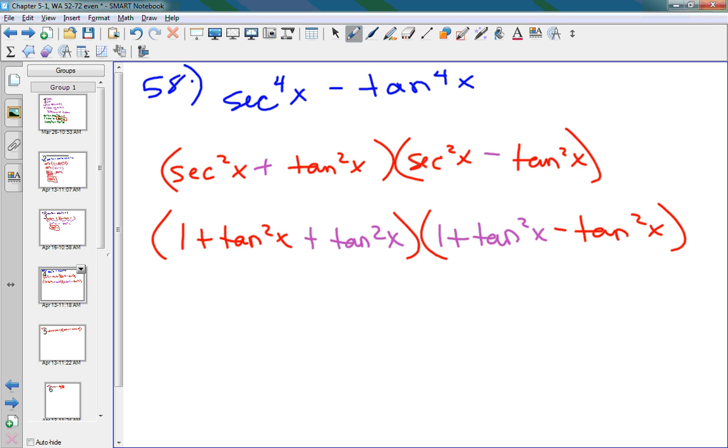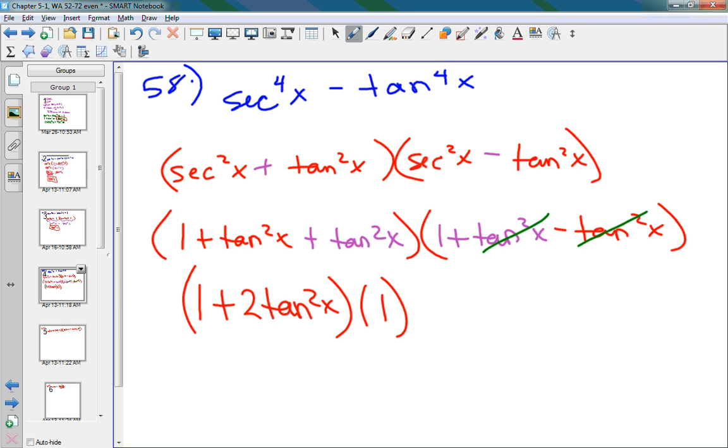Now simplify each parenthesis. How many tangent squareds do I have over here? So I'm going to have 1 plus 2 times the tangent squared of x. And then what happens to my tangents over here? Those cancel out, and I'm left with a 1. So if I multiply that by 1, does anything change to it? No. So I have 1 plus 2 times the tangent squared of x. And I'm done.